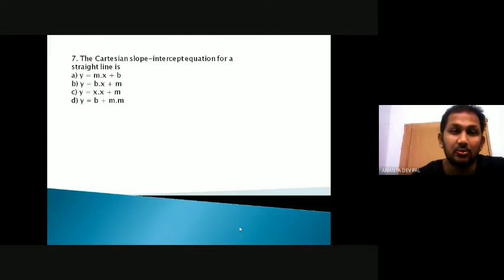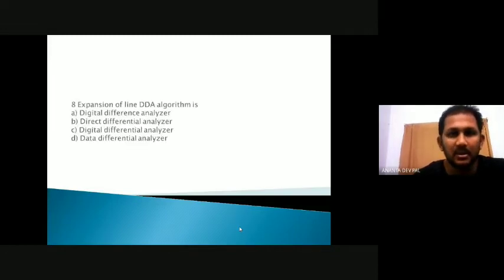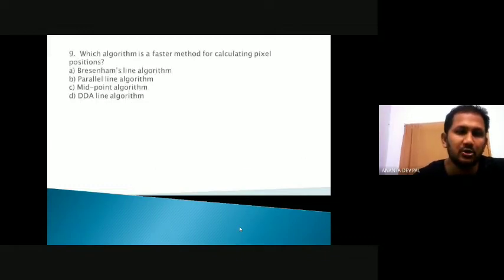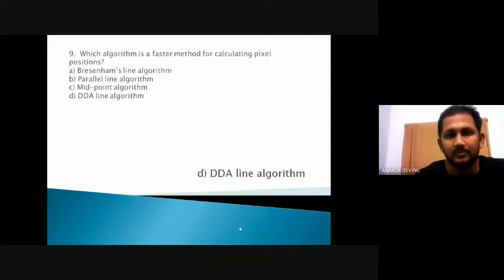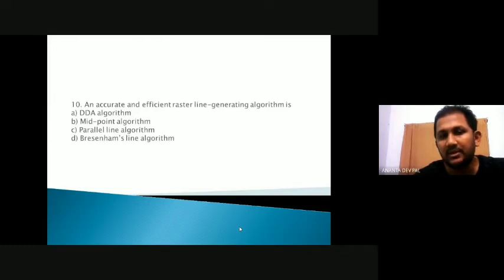Cartesian slope intercept form is y equals mx plus b, option A. The expansion of DDA algorithm is digital differential analyzer, C. Which algorithm is the faster method for calculating pixel position? Definitely DDA algorithm. An accurate and efficient line drawing algorithm is the Bresenham line drawing algorithm.